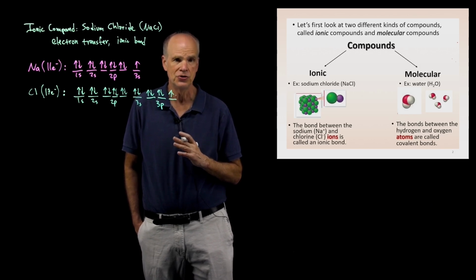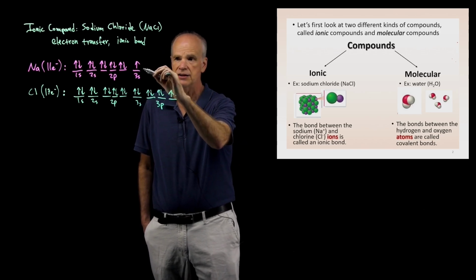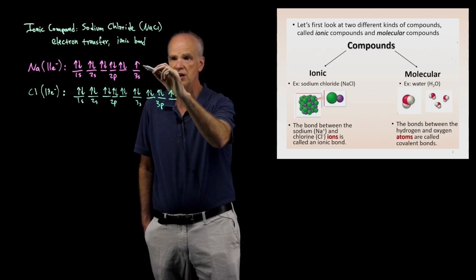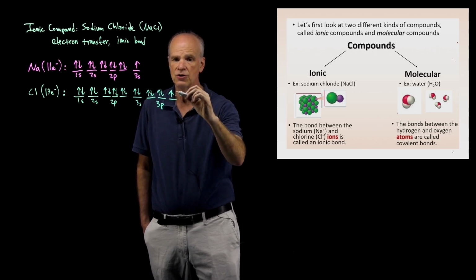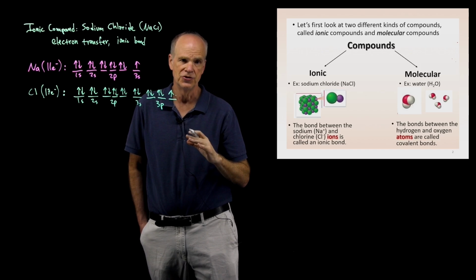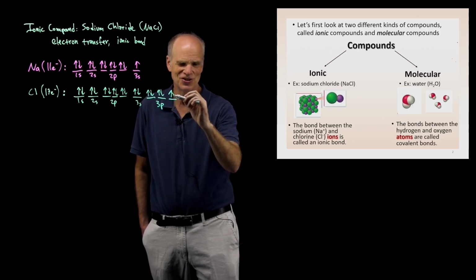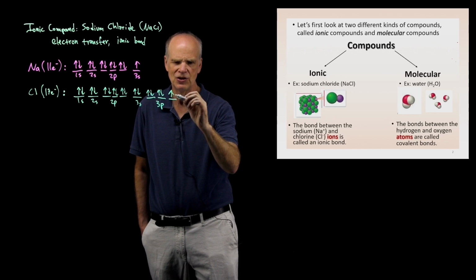And so there are 2 possibilities. What could happen is this single electron in the 3s sublevel of sodium can leave it and go to the chlorine, and there's a place for it in chlorine. You can see that this 3p sublevel could accept one more electron from sodium, and so you could put it there if you wanted to. But there is another possibility. The other possibility, you see the single electron around chlorine here at the 3p sublevel.